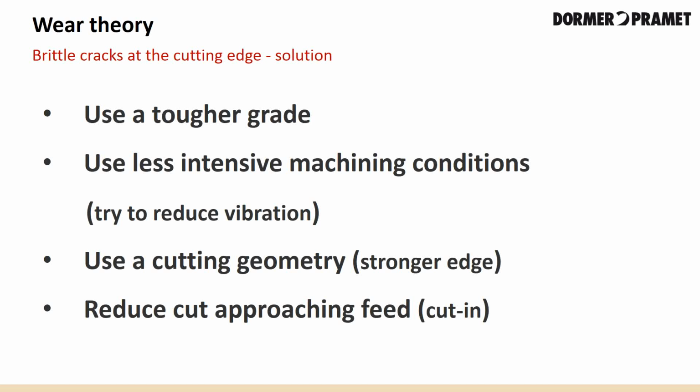You can use a tougher grade. We can use less intensive machining conditions to try to reduce that vibration. We can use a cutting geometry which has a stronger edge, or reduce the cutting approach feed, the cut in. And one way of detecting chipping is to run your fingernail or thumbnail along the cutting edge, and you will be able to feel the little chipping effects that are on that edge.